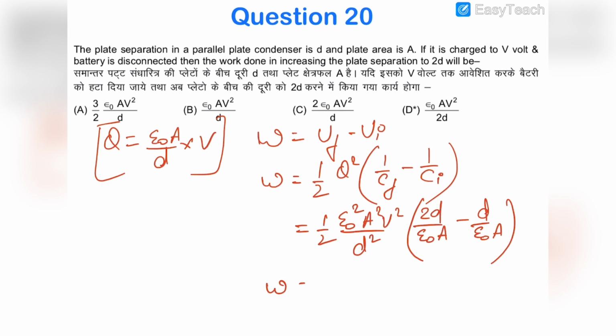So work done would be equal to half epsilon naught square. In fact, let us cancel this out. So this is epsilon naught A V square divided by D. So the correct answer would be option D. Now we move on to the next question.